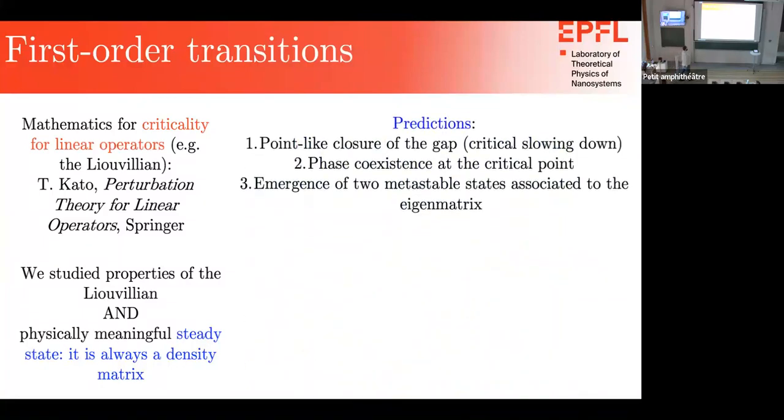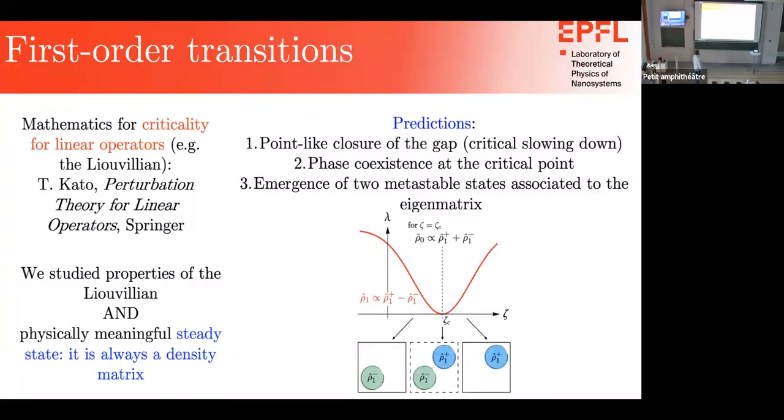Hermitian. So, what do you predict out of it? That you get a first order transition, and you have what we call a point-like closure of the gap, while you scale towards the thermodynamic limit, which is something which gets a minimum, and this minimum goes down and down and down. You get phase coexistence at the critical point, and you get metastable states around the critical point, what you would call hysteresis. And this is a first order transition. Very, very closely related to phase transition in thermal systems.